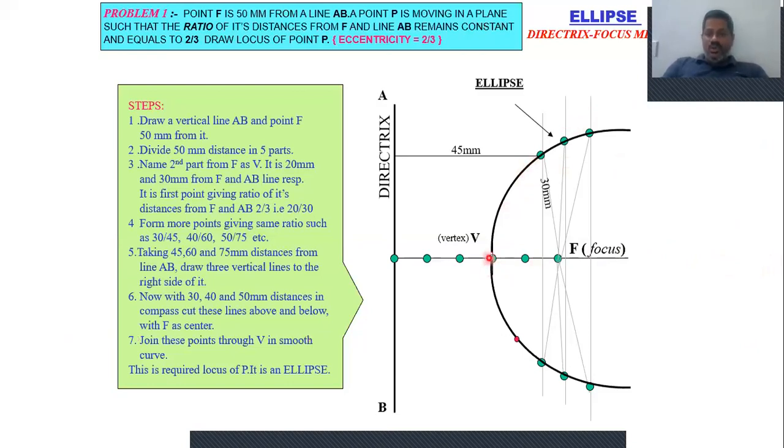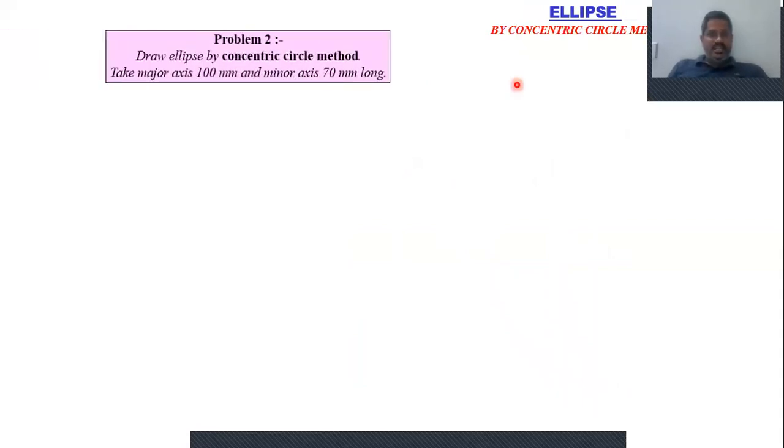That means the locus of a point, locus meaning joining all the points obtained by moving a point in a plane in such a way that the ratio of its distances from the fixed point and the fixed line is 2/3. The moving point is at a ratio of 2/3, so we will get an ellipse. Now let me move further to see a different method to construct an ellipse.